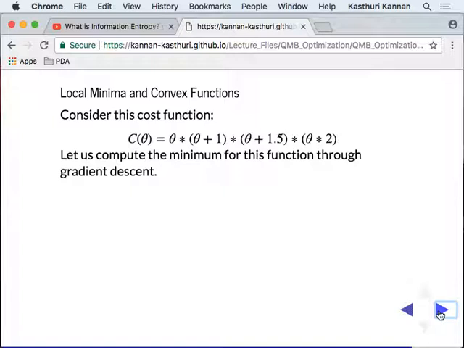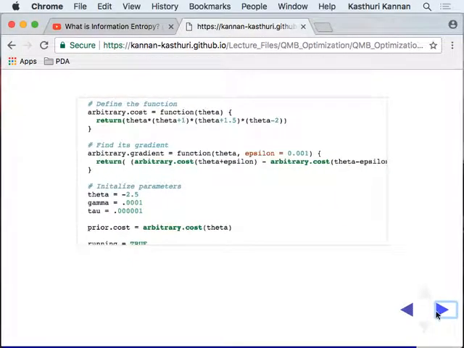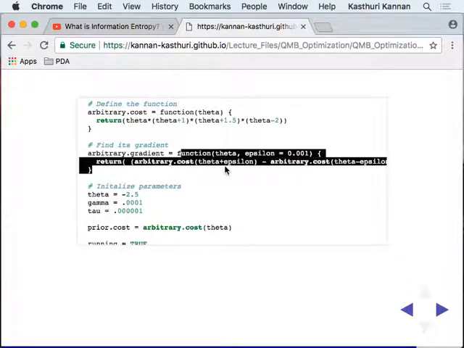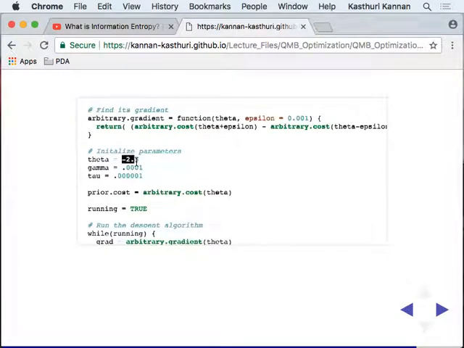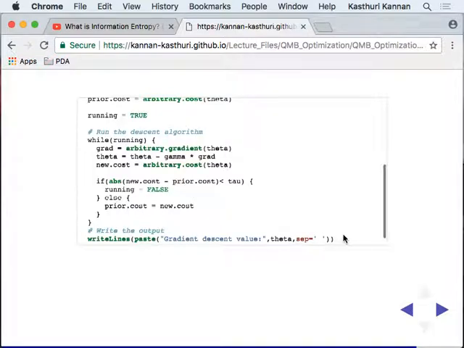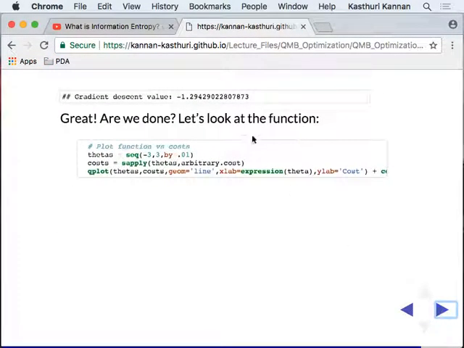We had one minimum, we had very simple cost functions, but consider this function. I just made up this function, and we are trying to find the minimum through gradient descent. Fine, great. I'm doing this function, theta, theta plus 1, etc., and I'm taking the gradient, fine. And I'm starting with the initial parameter of minus 2.5, and I'm trying to run down this gradient descent, and it gives minus 1.29. Okay, great, it's fine. Let's look at the function here.